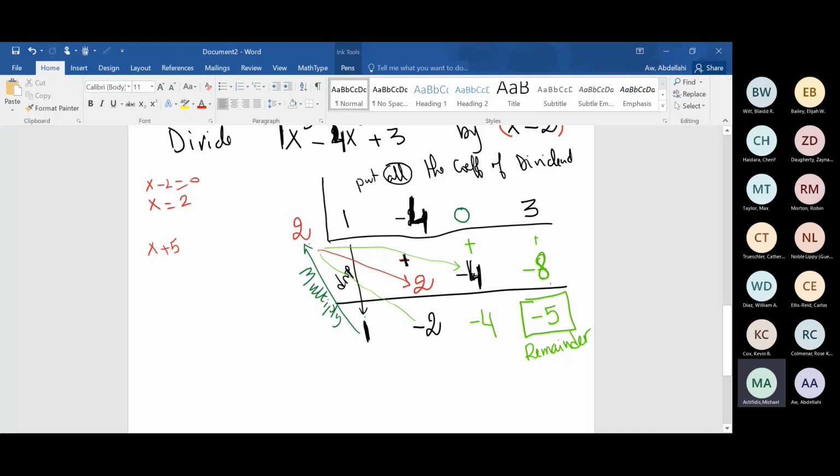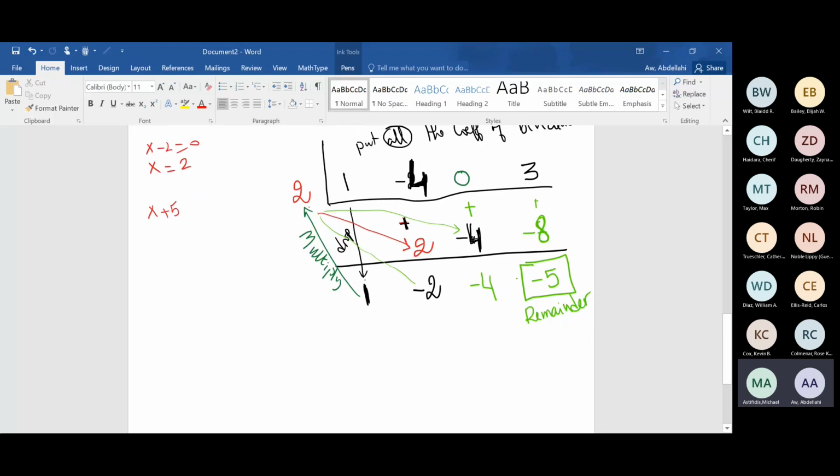Okay, so can somebody articulate for us why the remainder here is just a number? It's going to be always a number. Can somebody articulate the reason for that? Why the remainder cannot have x? We don't have an x. It's going to be just a number.